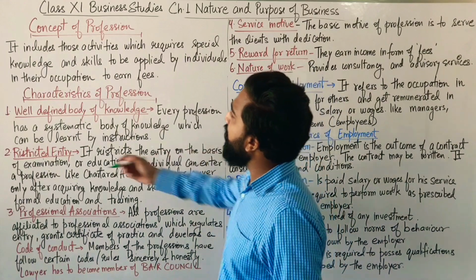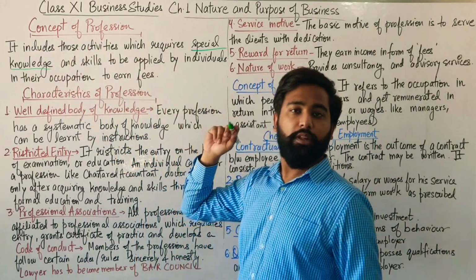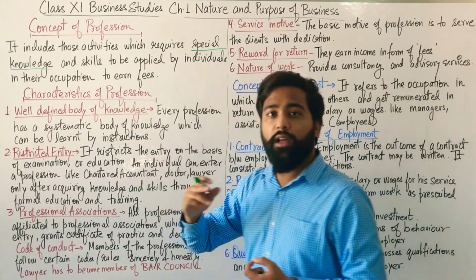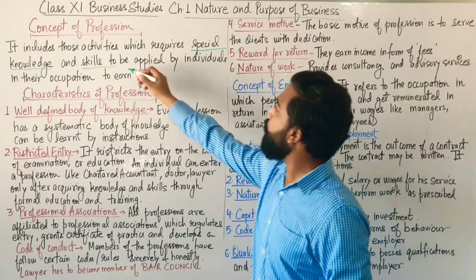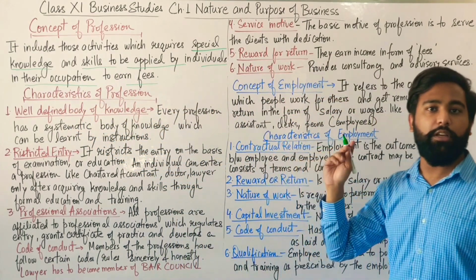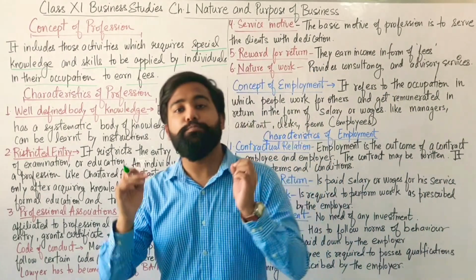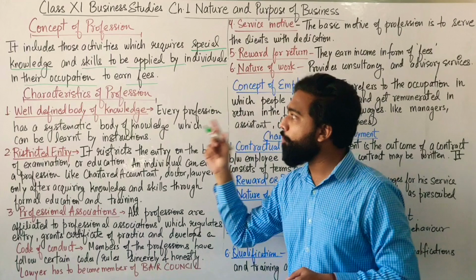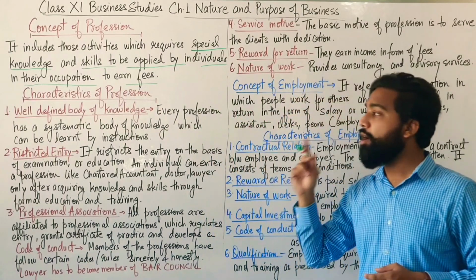Now, what is profession? It includes those activities which require special knowledge. You need some extra knowledge for doing those activities, and with knowledge you need some skills too. You need some skills to be applied by individuals on their occupation to earn fees. They don't get salary, they charge fees. Now, those activities which require special knowledge and skills applied by the individuals in their occupation to earn fees, those are known as professions. Those persons are known as professionals.